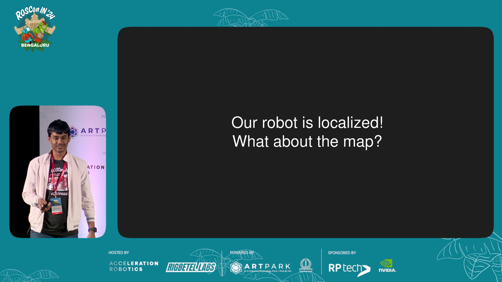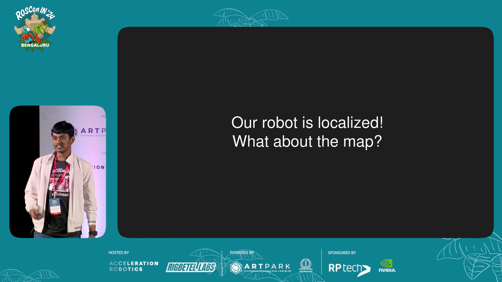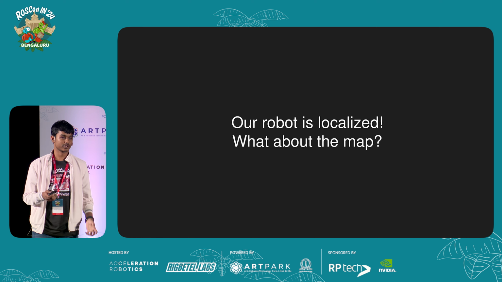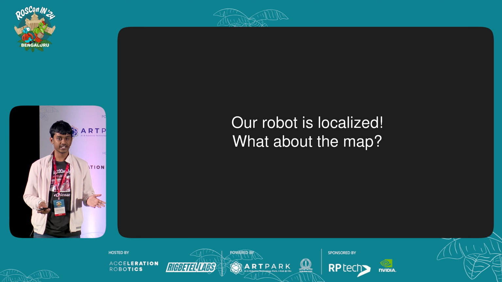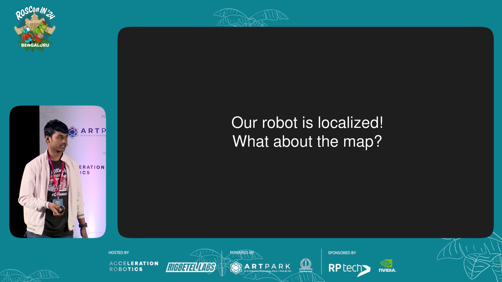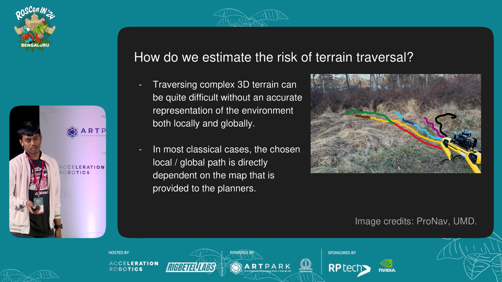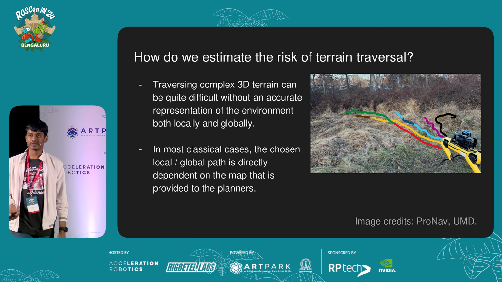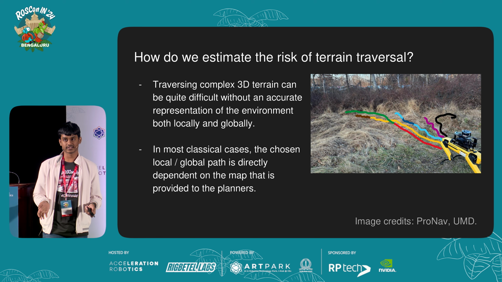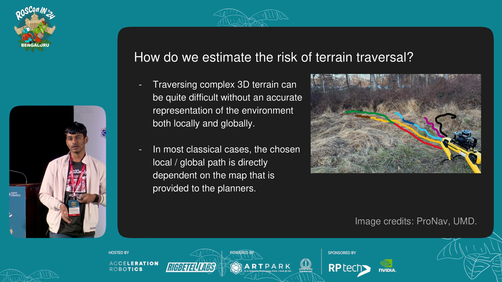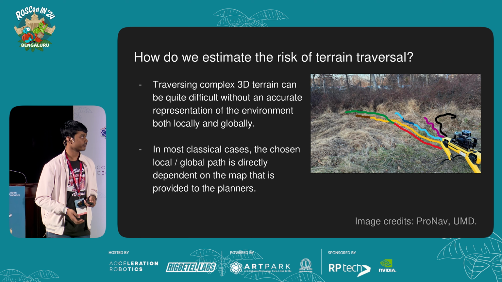Okay, our robot is localized. What about the map? The map, obviously, I'm not talking about the landmark map. I'm talking about an actual map which you can navigate in, a 2.5D or a 3D map which you can use to map your environment. So, when I talk about the map, I mean traversability map, in the sense that you estimate the risk of traversing an environment on the fly and in real time.